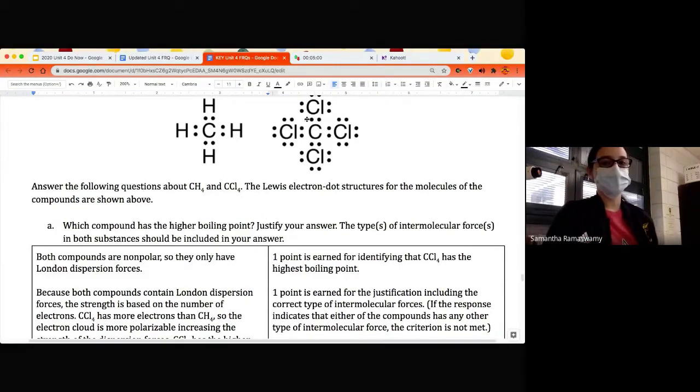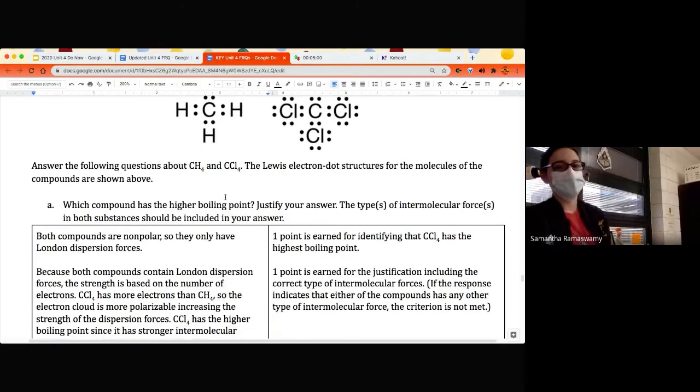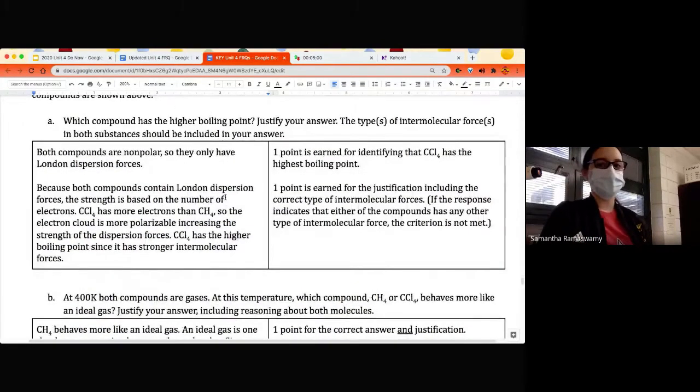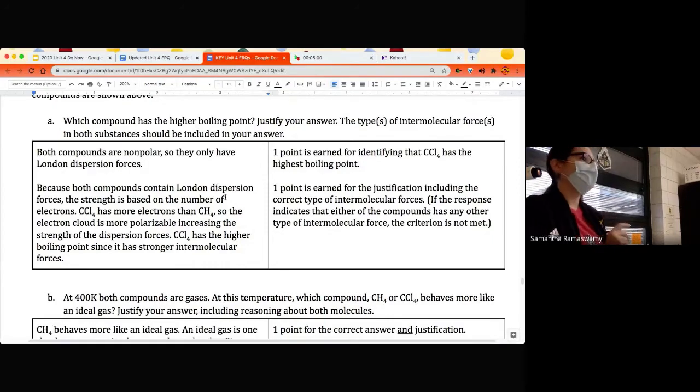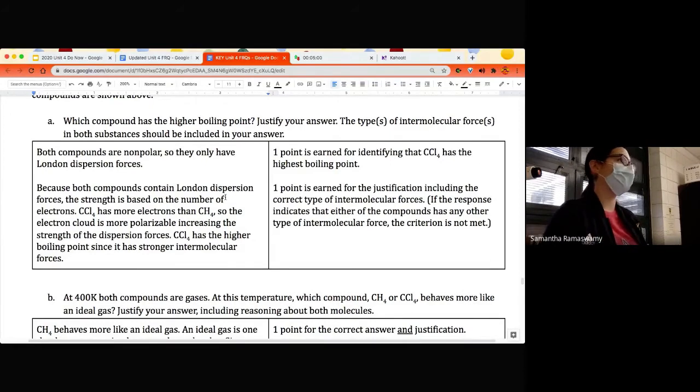So they give us these 2 Lewis structures. And then part A says, which compound has the higher boiling point? Justify your answer. The types of intermolecular forces in both substances should be included. When you see it say something like that, that should be the first thing that you say. When it says to be sure to include the types of intermolecular forces, or types and strengths, make sure that's the first thing that you say in your response.